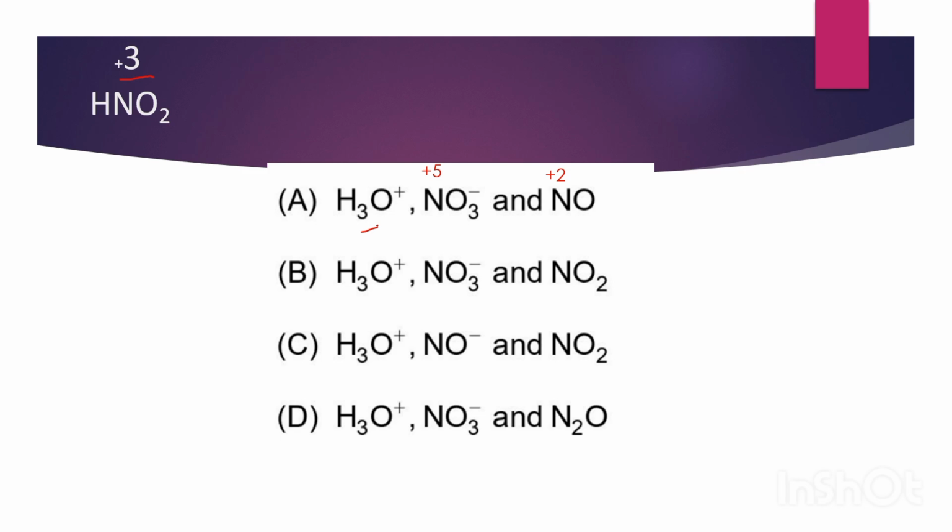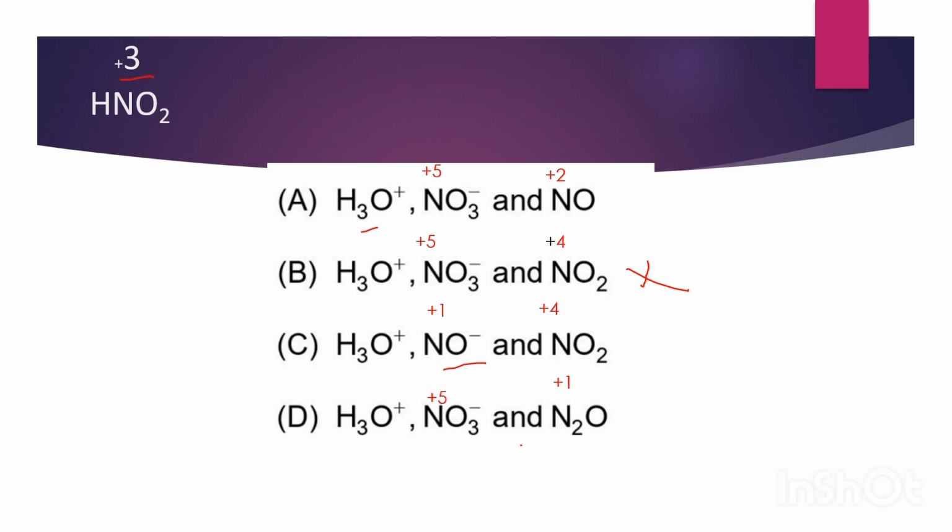So NO3 minus must be there. And H3O plus is common because nitrous acid is acidic. So H plus must be there in solution. So NO3 minus must be there for sure. Let's take out the oxidation numbers. In NO3 minus we know it is +5, NO is +2. Similarly NO2 is +4, and in NO minus there is +1, and so on for the oxidation numbers.